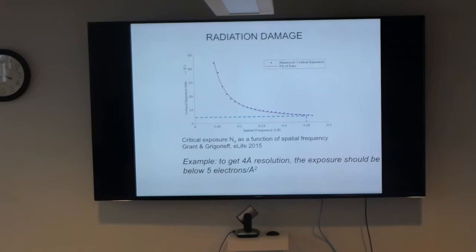So there is a concept of a critical exposure, and here is a graph. I'm not sure, maybe it comes from Grigoriev. Critical exposure as a function of spatial frequency. Yes, here is Grigoriev. There's a convenient lookup. I don't know how general it is for molecules, but it's some kind of a guideline. So you could say, I really need to get four angstrom resolution. How much exposure can I give the molecule before it disintegrates so that I don't see that anymore? You can simply use it as a lookup. Four angstroms is 0.25 angstrom to the minus one. This graph tells you, you cannot go beyond 5 electrons per angstrom squared. So you can just use this as a lookup table.